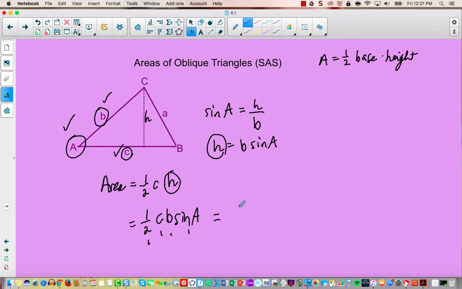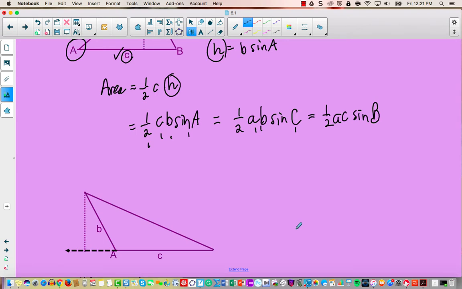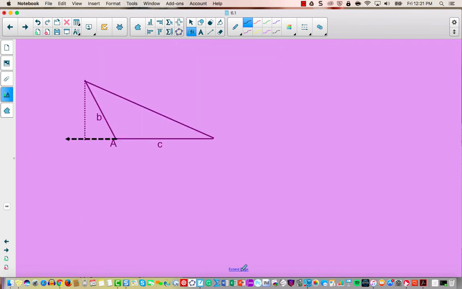So that formula could also be expressed as 1/2 AB sine C, or 1/2 AC sine B. In each case, I've got two sides and the sine of the angle between them. So this is going to prove to be a very useful formula for us, as you'll see. But before we actually apply it, we might take a moment and examine the issue of what happens if the triangle is obtuse. In that case, how could I possibly apply that same formula?